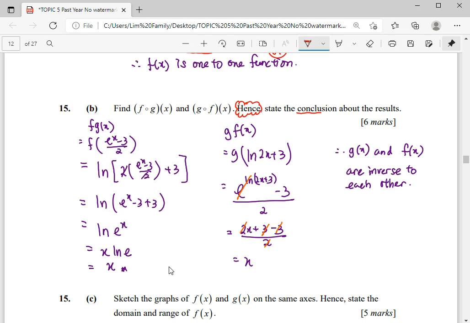Okay, so this is our composite concept, and we get the answer of x. Simplify the exponential. And this is our final answer.